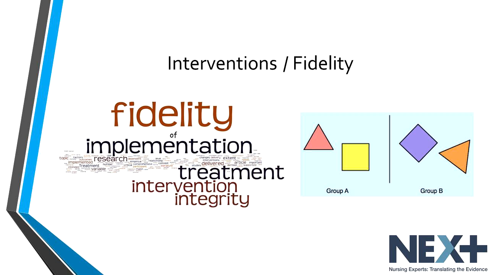In a study where an intervention occurs, we want to know how the research team checked and maintained the fidelity, or consistent administration, of that intervention. If the study doesn't include an intervention, then this question would not need to be appraised.